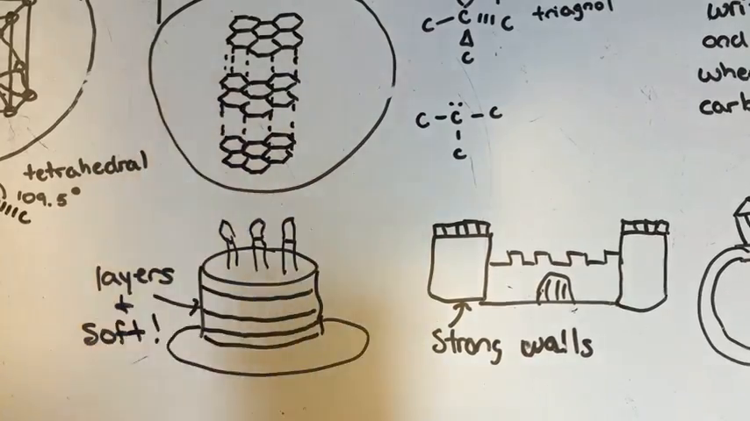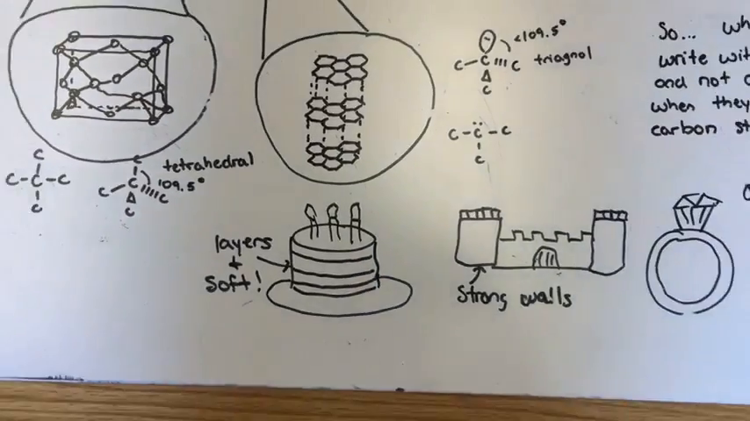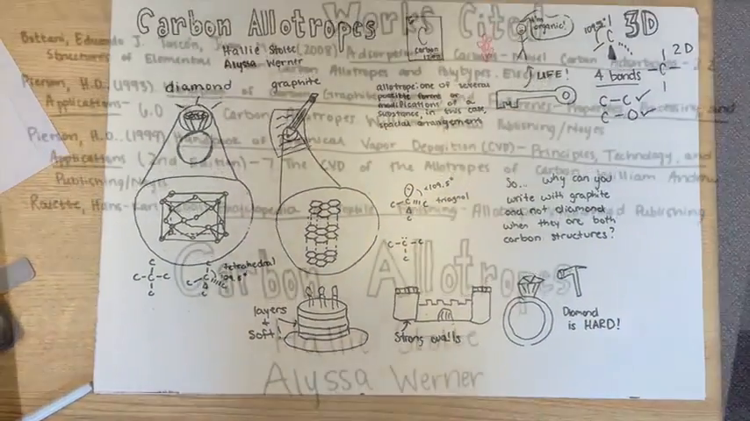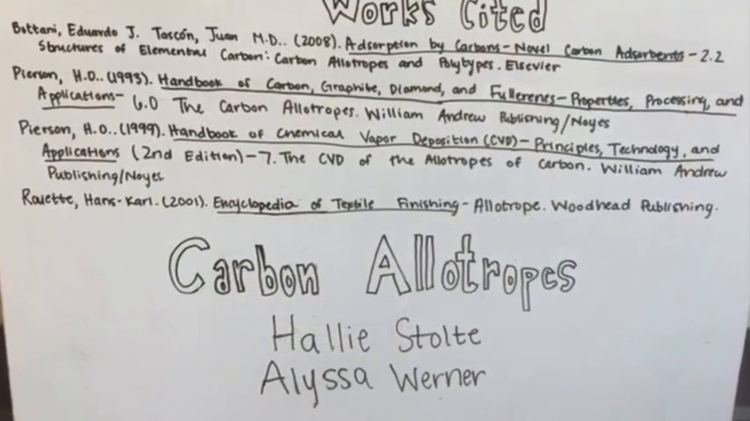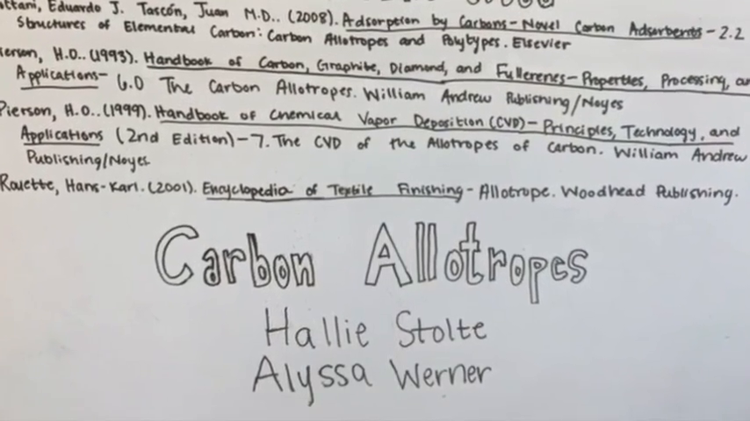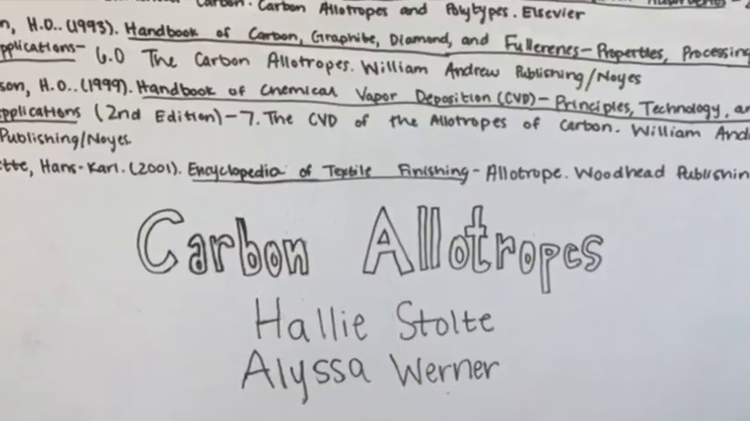Well, there you have it. Carbon forms 2 different allotropes, diamond and graphite. Both have different properties as a result of their different spatial arrangement and structures.